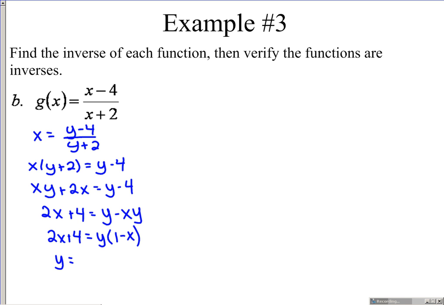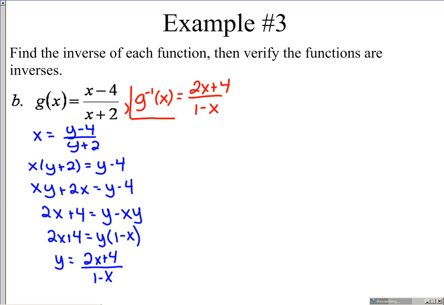We get y equals 2x plus 4 over 1 minus x. So that means our inverse function, g inverse of x, is equal to 2x plus 4 over 1 minus x. There's our inverse.